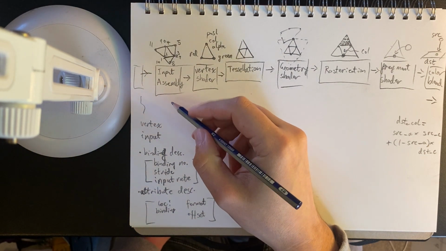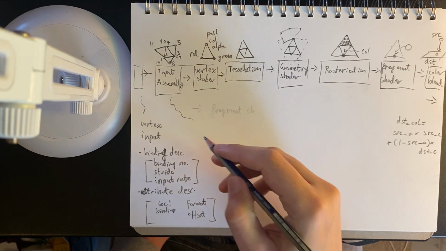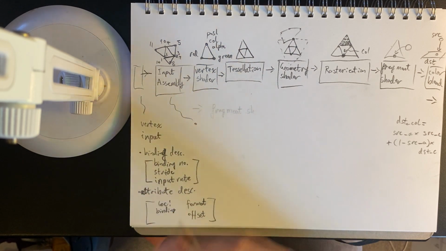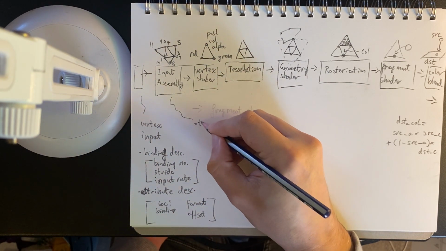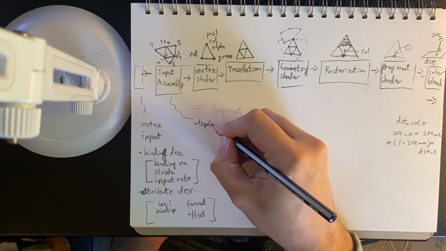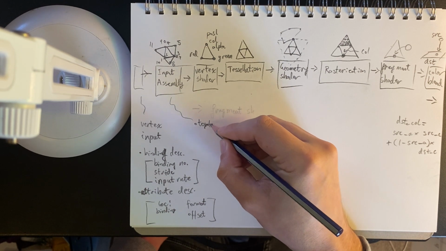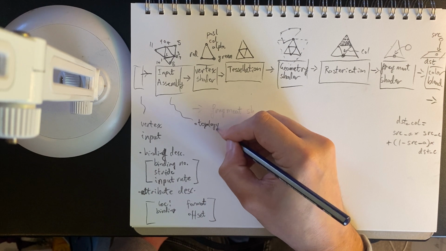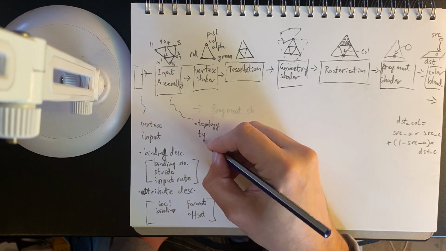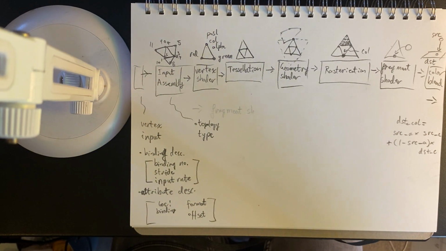Then we have input assembly, and the primary thing for an input assembly is the topology type. So in other words, are we drawing lines, points, triangles, triangle strips, whatever. And look, in this video, I'm not going to go in depth on every single option that we can put here. There are other things we can put here, but I'm just going to go through the important stuff.